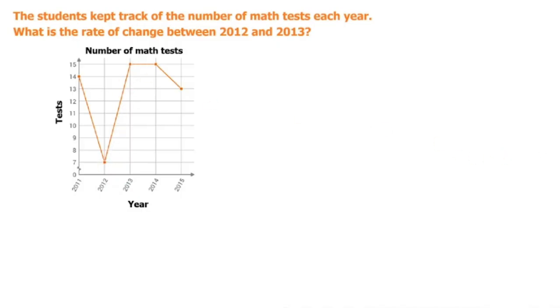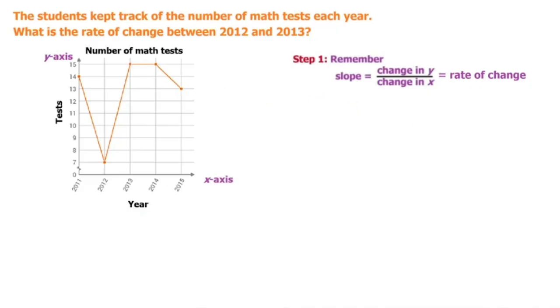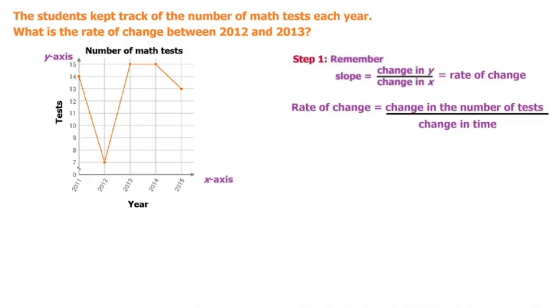So let's do that. So the first step is to remember slope equals the change in y over the change in x. That is the same as rate of change. And that's what we're trying to find here, the rate of change between this year and this year. So remember, this is the x-axis, this is the y-axis, okay? And we're trying to find the change in y over the change in x.